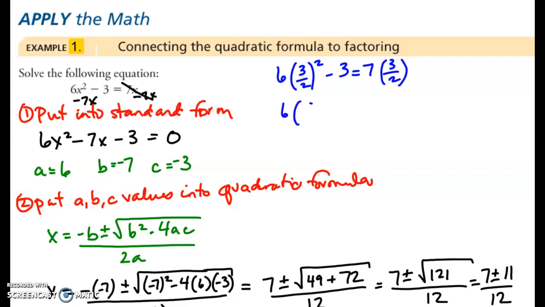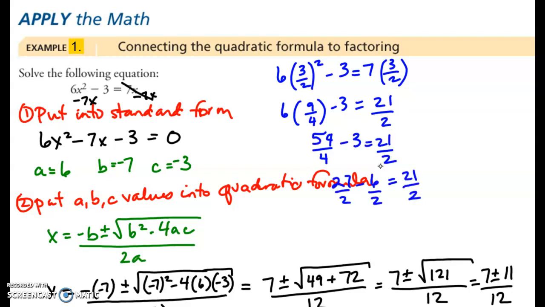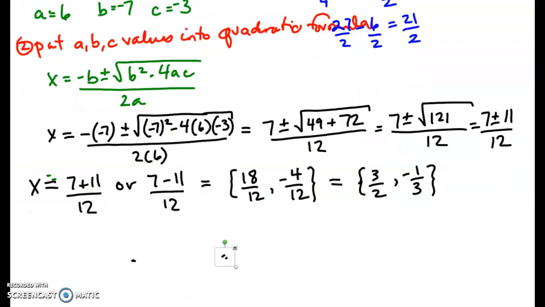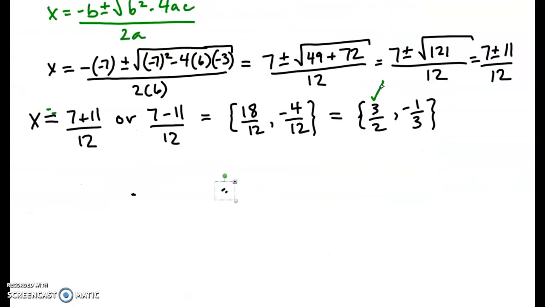6 times 9/4, that's the squared. I did that multiplication there. I'd like you to keep going. I'm going to pause it and finish that calculation so I'm not wasting time on the video. So when I keep going here, I have 27 over 2 minus 6 over 2 equals 21 over 2. And yes, 27 minus 6 would be 21. So yes, this first x value, if I go down, this is verified to work.